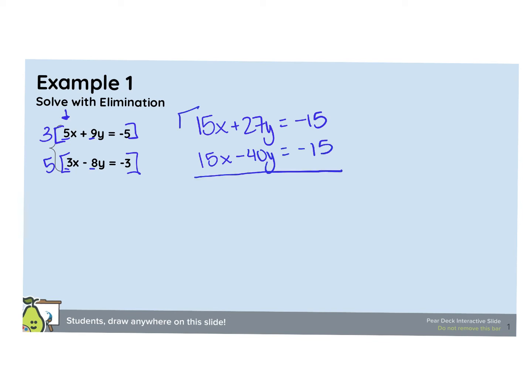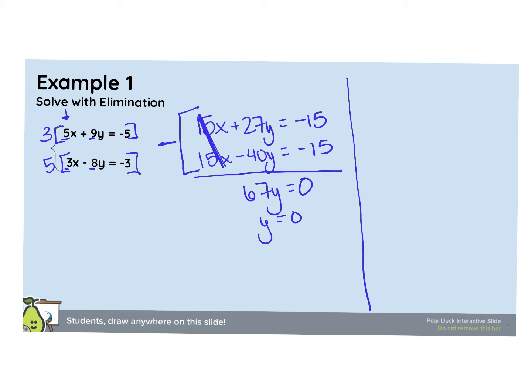So now 15 and 15 have the same sign, so we're going to subtract. That's going to eliminate the x's. 15 minus 15 is 0. Then I have 27 minus a negative. That means 27 plus 40. So I have 67y. And then negative 15 minus a negative means plus, so it's 0. So y is 0.